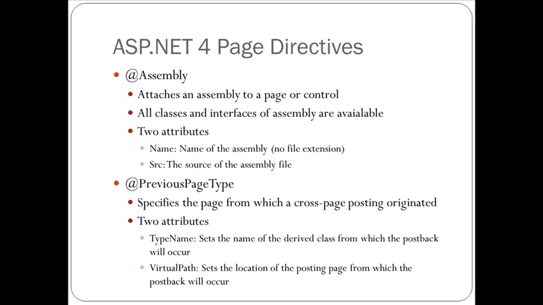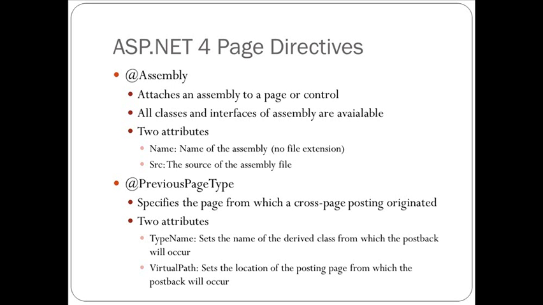The @assembly directive attaches assemblies, the building blocks of .NET applications, to an ASP.NET page or user control as it compiles, thereby making all of the assemblies, classes, and interfaces available to the page. The @previousPageType directive is used to specify the page from which any cross-page postings originate. We'll actually talk about cross-page posting in just a little bit. The @previousPageType works with the cross-page posting capability that ASP.NET 4.5 provides.